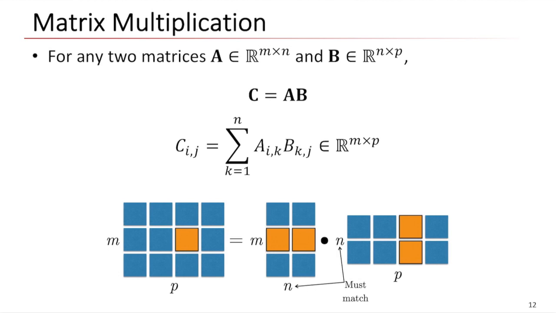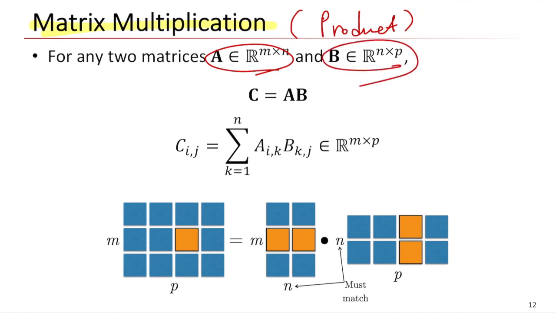Okay, what is next? Next is the matrix multiplication, also called the product. For any two matrices, let's say A with size of m by n and B with size of n by p, the output of this matrix multiplication can be represented like this. Each entry, let's say C subscript i comma j of the output matrix C, is the summation of each entry A i k times B k j. Okay, what does that mean?